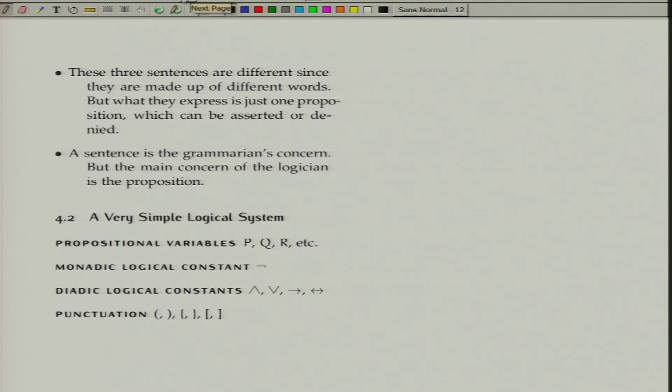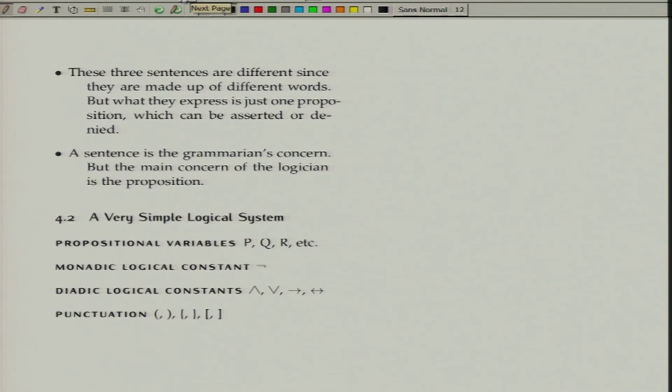Because they are made up of different sounds. The grammatical structure is not exactly the same. In the first sentence, you find a pronoun, and also you could have a noun. Somebody else could have said Ram is useless. And so they're all different sentences, and a grammarian would be interested in the structures and the structural differences of these sentences. But we can easily see that one logical form underlies all these three sentences.